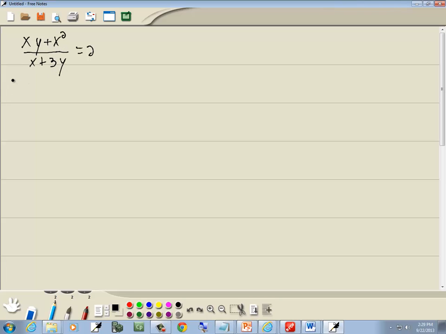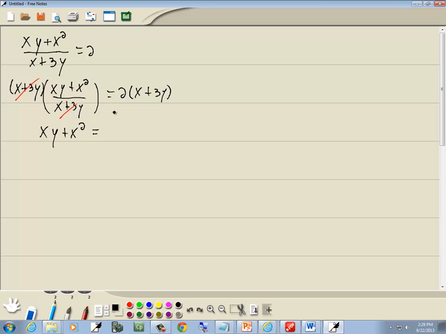We'll multiply both sides by x + 3y. So we'll multiply it times the fraction, and we'll multiply it times the 2. Now when we do that, the x + 3y is going to cancel, and we've got xy + x² equal to, now multiply that 2 through, 2 times x is 2x, 2 times 3y gives us 6y.